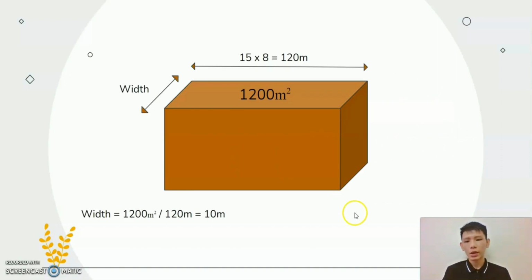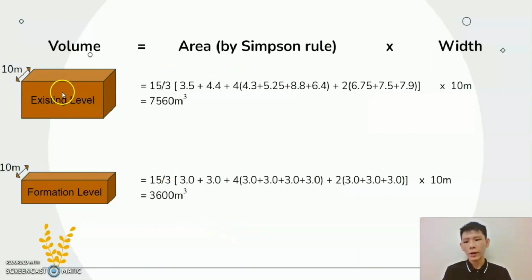Okay, from the information, we know that the area of the land is 1200 meters square. So when we divide by the length 120, we can obtain the width. The width is 10 meter. After we obtain the 10 meter width, we can calculate the volume by the Simpson's rule to calculate the area times the width. So just substitute into the Simpson's rule formula.